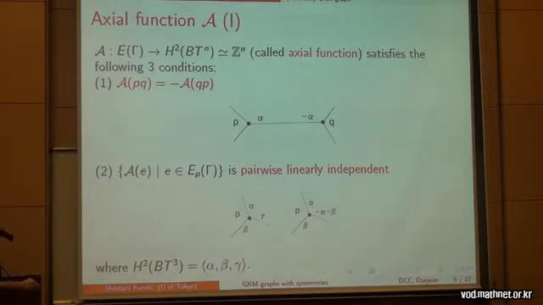So let's look at the example. The left one is alpha, beta, gamma. This is the set of the axial functions at P. Alpha, beta, gamma are the generators of the second cohomology of BT^3, so this is automatically linearly independent, and so it is automatically pairwise linearly independent. The example on the right-hand side is not linearly independent, but it is pairwise linearly independent, because for any two elements, they are linearly independent. Okay, and these are the first two conditions.